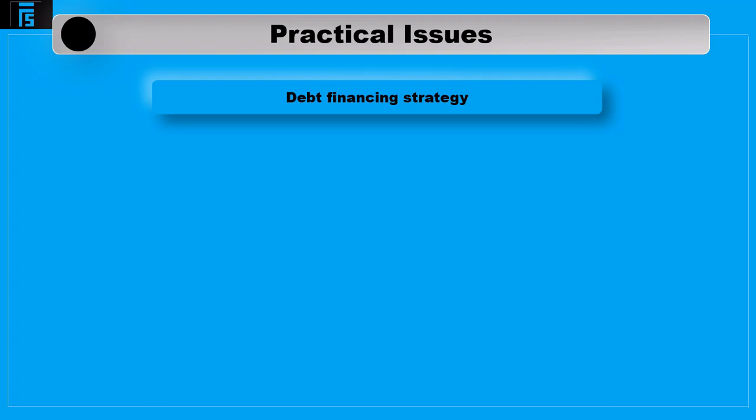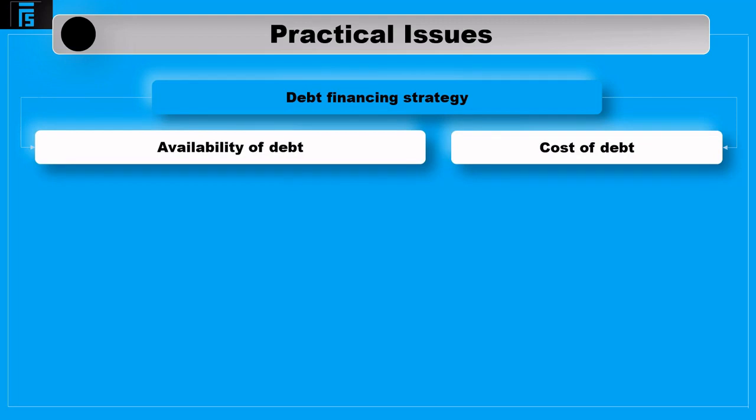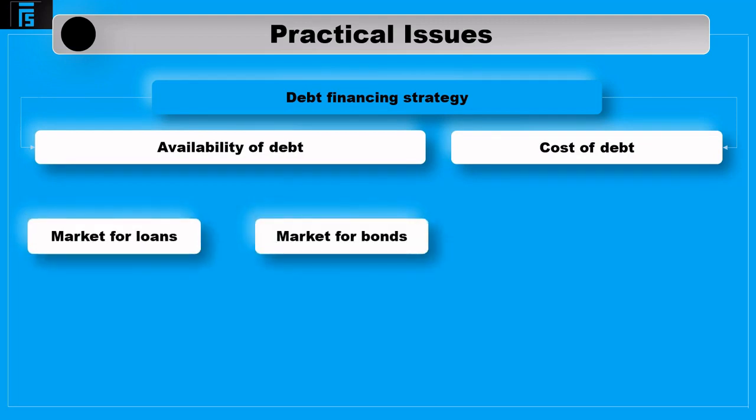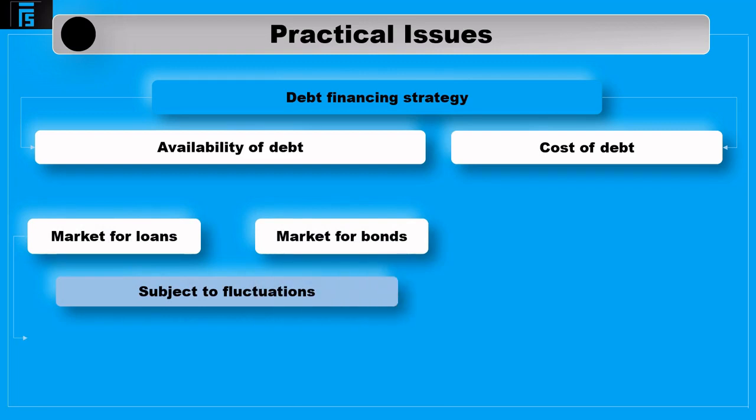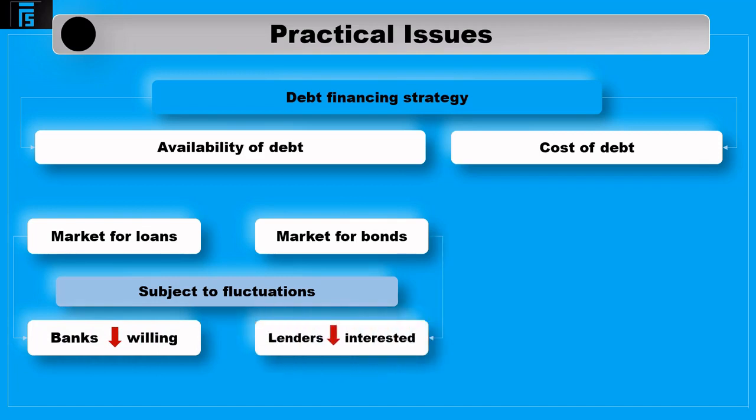The first issue relates to the availability and cost of debt. The market for debt, both for loans and bonds, is subject to fluctuations. There are periods in the economic cycle when banks are less willing to grant loans to companies and potential investors less inclined to purchase bonds.